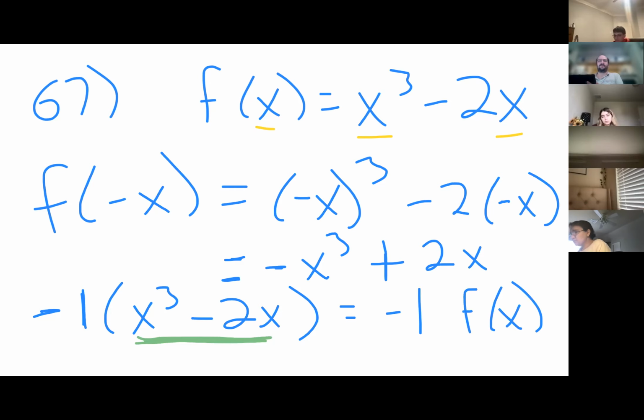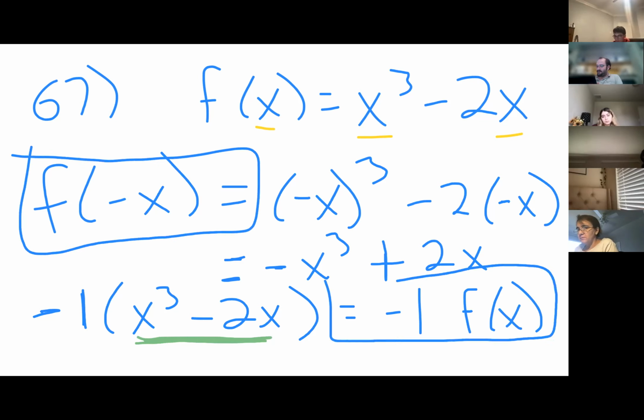So if I can factor out a -1 from everything, what does that make this? Now we're looking here and here. What sort of symmetry is that? Since they're both negative, wouldn't it be odd?